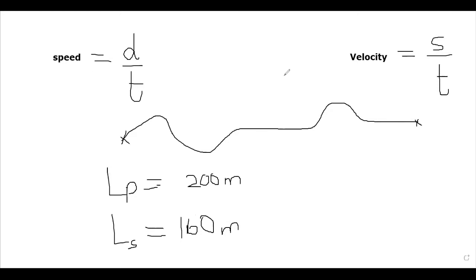I gave you the length of the path, and I'm telling you which one of these is scalar and which one is vector. The length of the path or the length of the straight line? 200 is scalar, that's right. The length of the path is the curved one, and it's the scalar. And the 160 length is the straight line between the start and the end point.